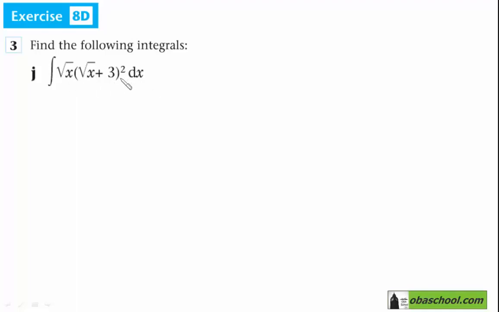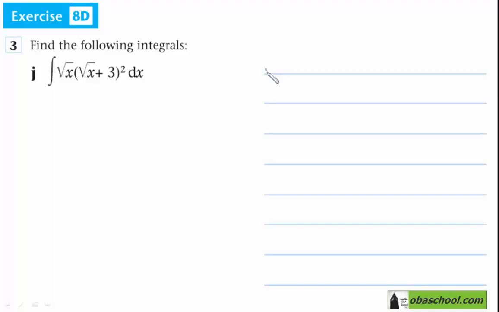The term inside the integral is a little bit complicated, so we have to work it out so it becomes easier and better for integration. Let's do it in the form of a linear combination. Let's take the square root of x multiplied by the square root of x plus 3 squared. Let's take the bracket and expand it. So we have now to expand the square root of x plus 3 all squared.